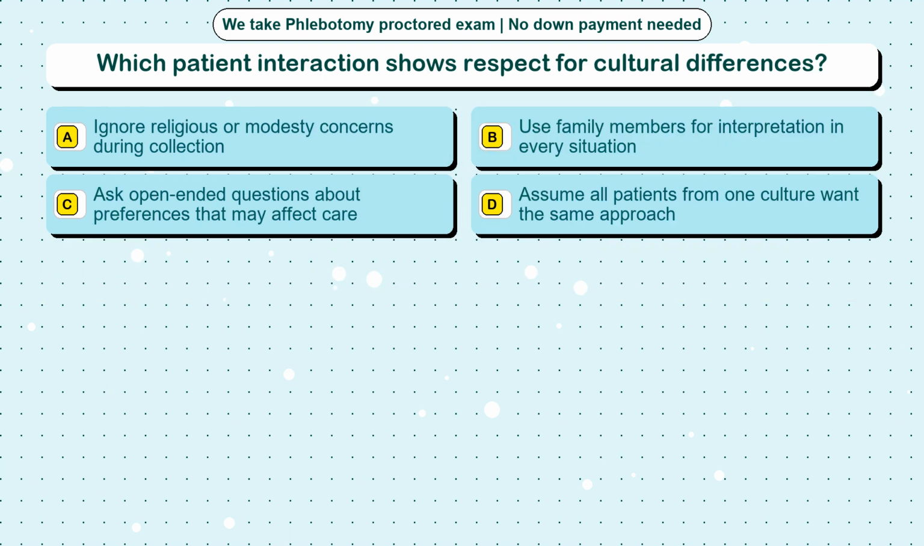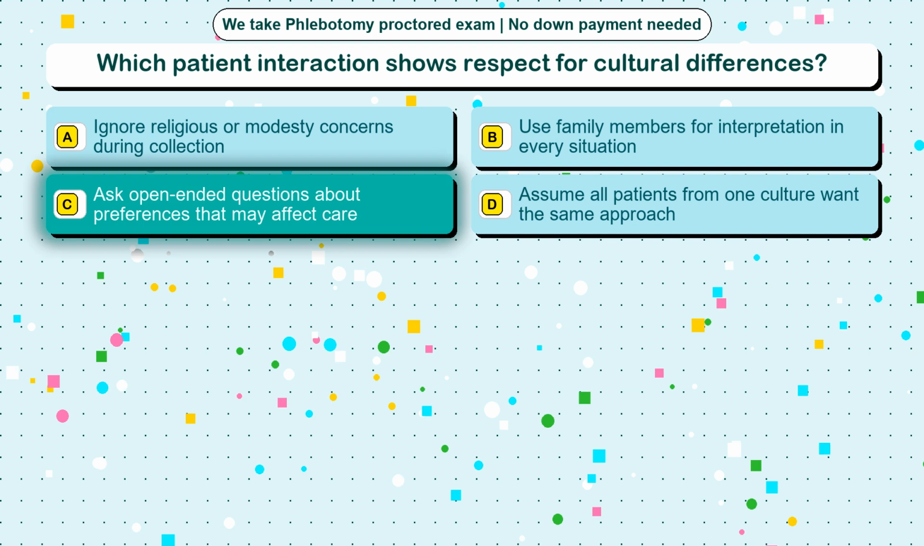Question 34. Which patient interaction shows respect for cultural differences? Option A. Ignore religious or modesty concerns during collection. Option B. Use family members for interpretation in every situation. Option C. Ask open-ended questions about preferences that may affect care. Option D. Assume all patients from one culture want the same approach.